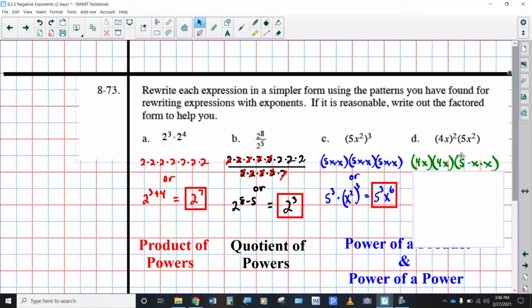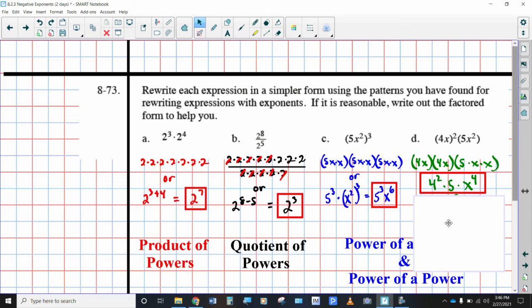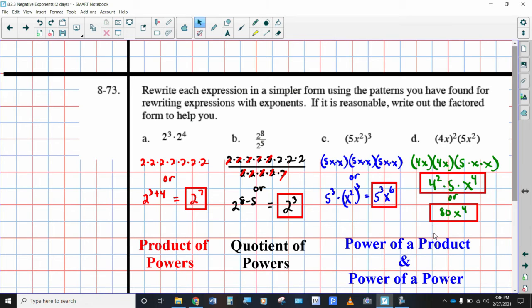So now, how do we deal with this? Do you want to multiply 4 times 5, 16 times 5, or do you just want to call that 4 squared times 5 times x to the fourth? You can do it that way, or if you just don't like this 4 squared times 5 and you just want to change it to 80, feel free to do that. I would warn you, if that said 4 to the 20th power times 5 to some other power, you would not want to write that in standard form. You would leave it as powers. So it's okay to leave it as powers now.